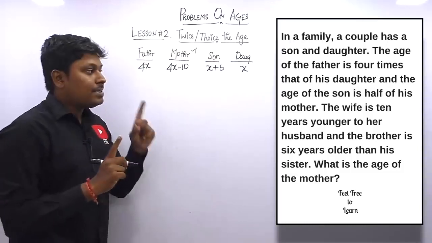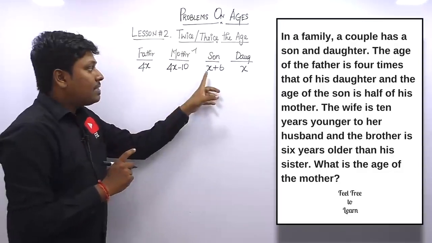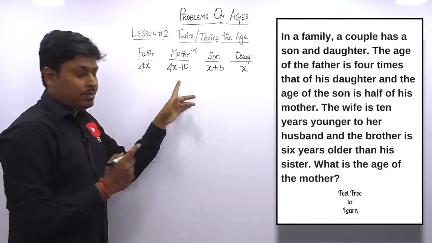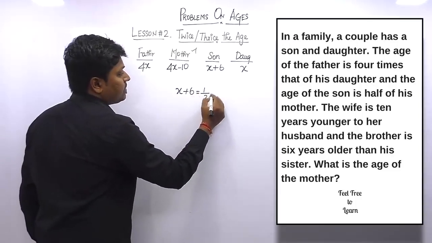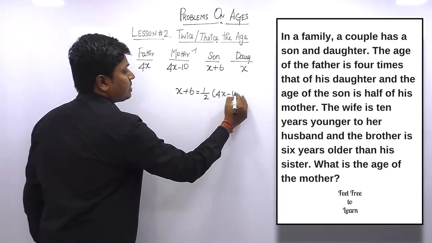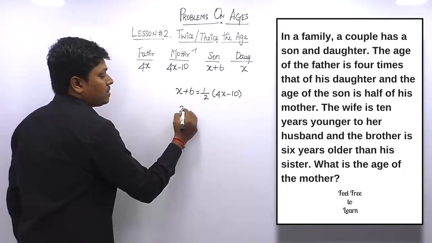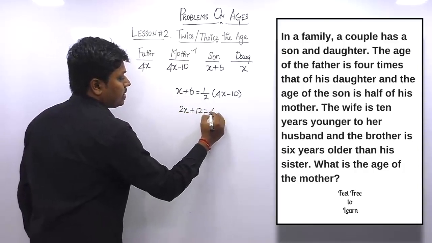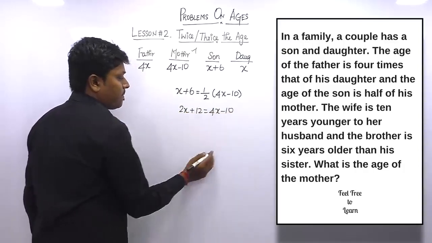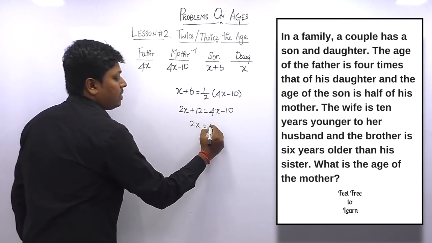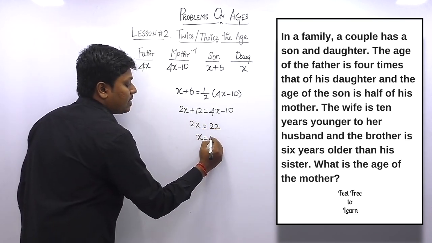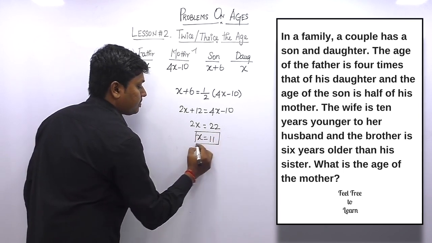Listen here, in the third point they have clearly told that the son's age is half of his mother's. So we can say the son's age x plus 6 is equal to half of the mother's age, that is 4x minus 10. Once you cross multiply, 2x plus 12 is equal to 4x minus 10. So 4x minus 2x will be 2x, and 12 plus 10 will be 22. So finally we can say the value of x will be 11.